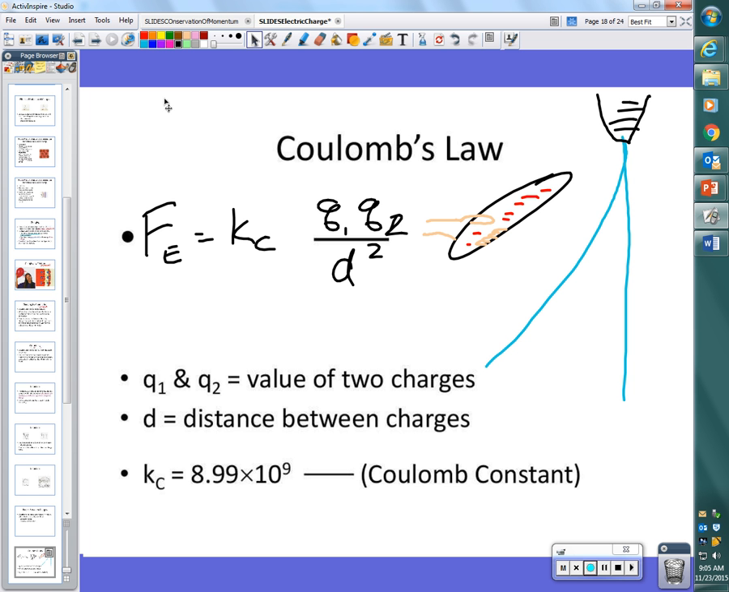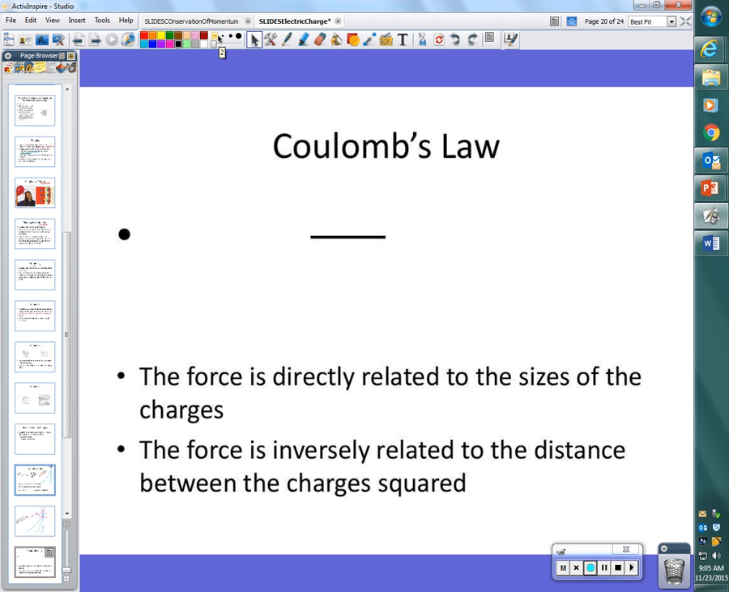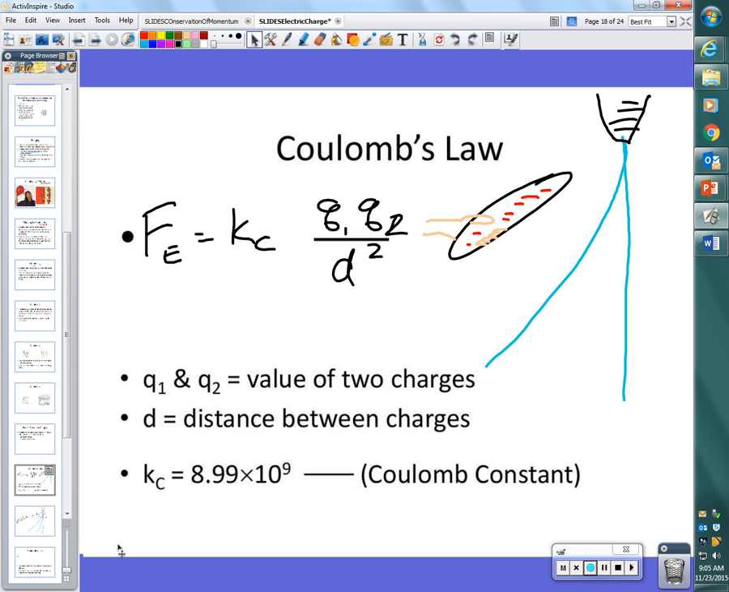That's force. And we talked about how Coulomb's law tells us how much force there is. Force is directly related to the size of the charges, but inversely related to how far apart they are. And we said that it was an inverse square relationship because d is on the bottom of this fraction, but it's being squared. Yes? Okay.